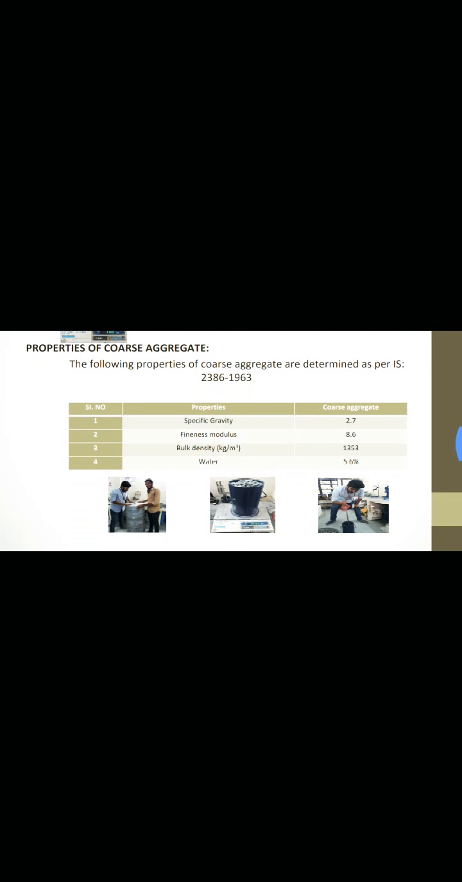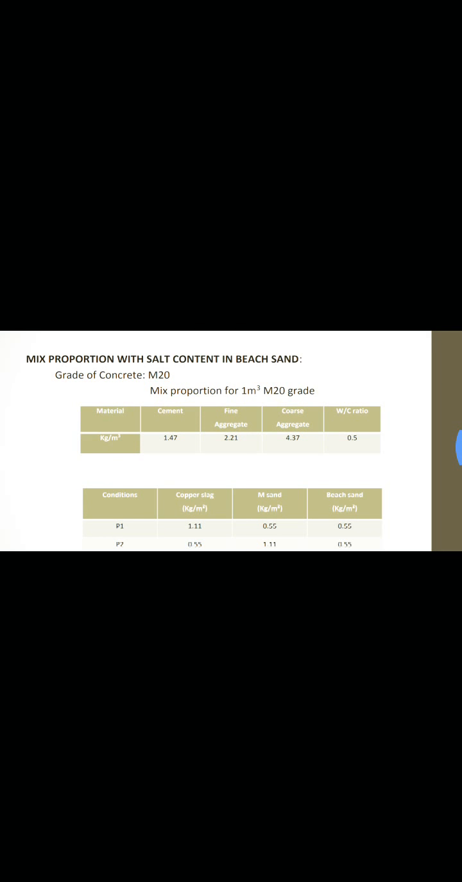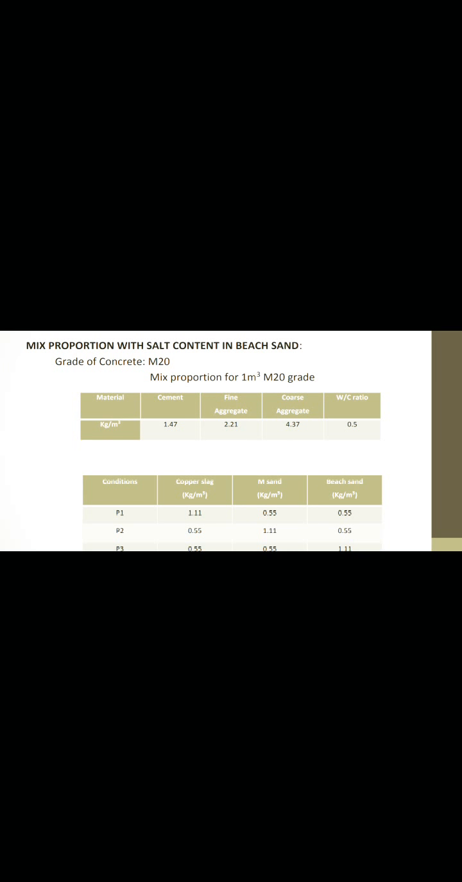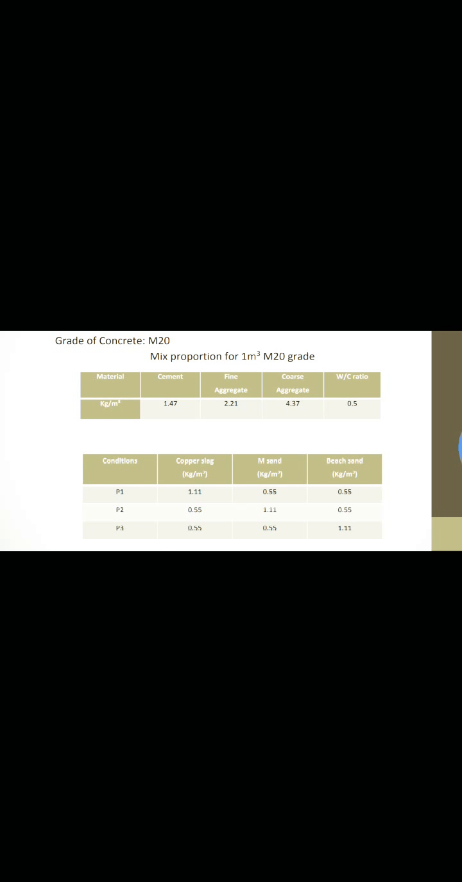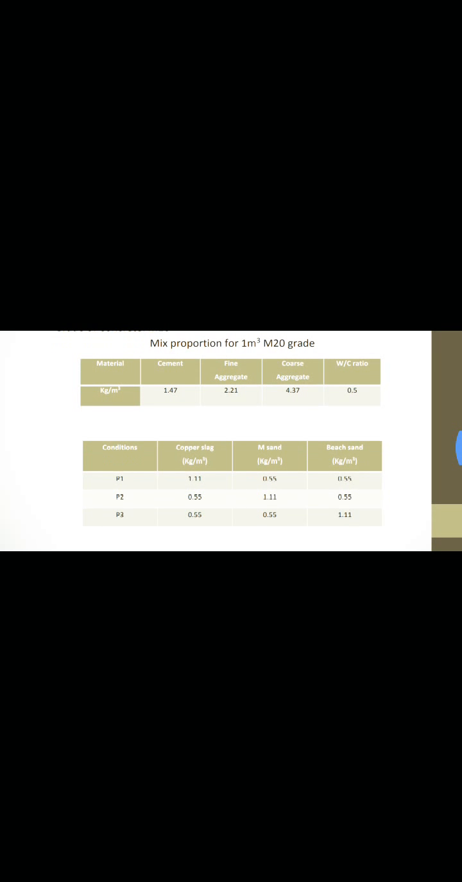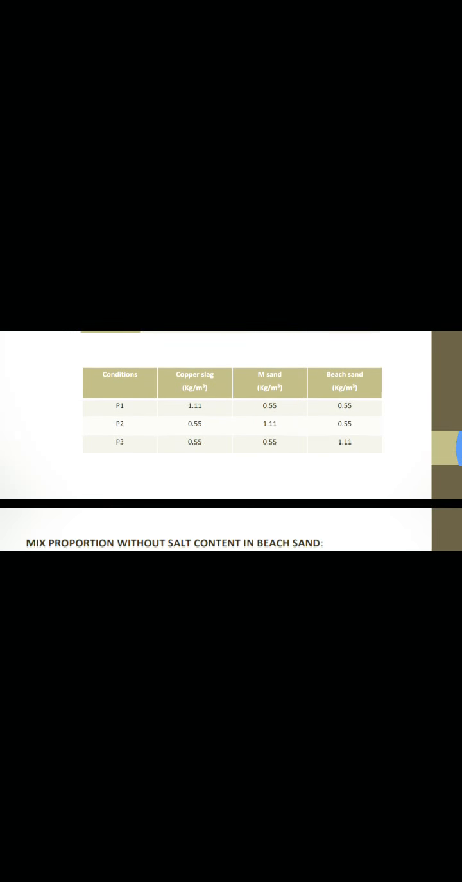For properties of fine aggregate, we did specific gravity, fineness modulus, bulk density, and water absorption tests. These are the results. For coarse aggregate, the specific gravity test came to 2.7, as normal. The mix proportion for M20 per cubic meter was: cement 1.47, fine aggregate 2.21, and coarse aggregate 4.37. Next is the mix proportion without salt content.